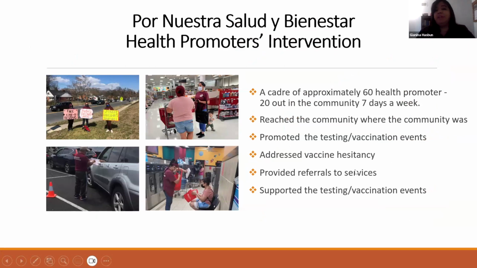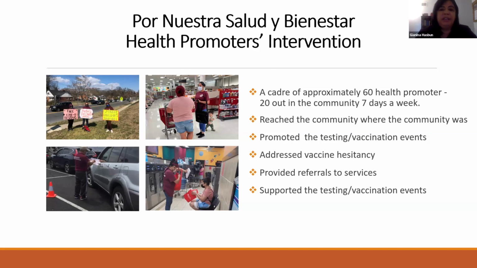So this all happened very quickly, and the program was developed very quickly, and a cadre of approximately 60 health promoters were recruited. Many of our health promoters that were working with LHI joined this initiative, and other health promoters from other organizations as well. But every day, 7 days a week, there were at least 20 health promoters out in the community, reaching the community where the community was, promoting the testing and the vaccination and addressing vaccine hesitancy.